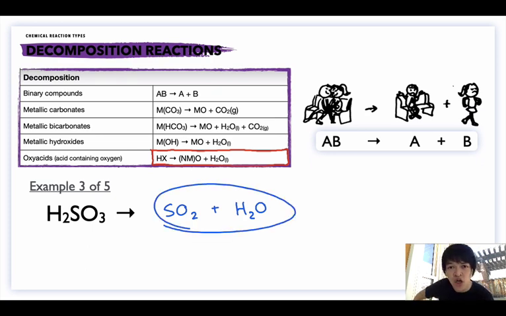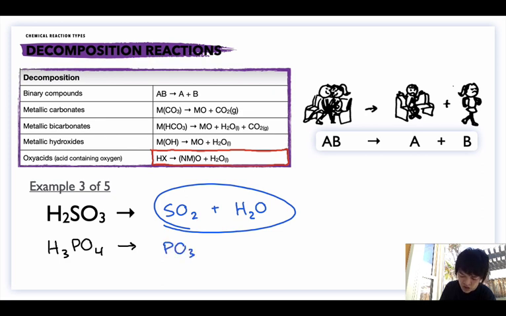You don't have to check the charges here because a nonmetal oxide is not an ionic compound, and water is not an ionic compound either. I'll just do one more random example for you so that you understand this. Let's just say we had this oxyacid, which is phosphoric acid. The way we would write the product here is our nonmetal oxide would be PO4 except one less oxygen, so it would be PO3. And then the second product is water.